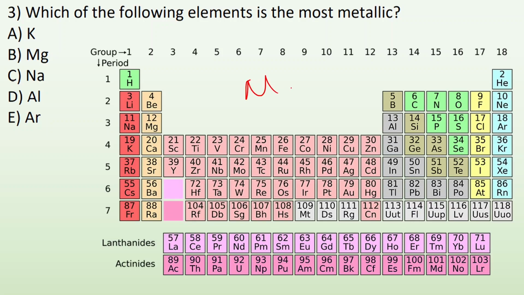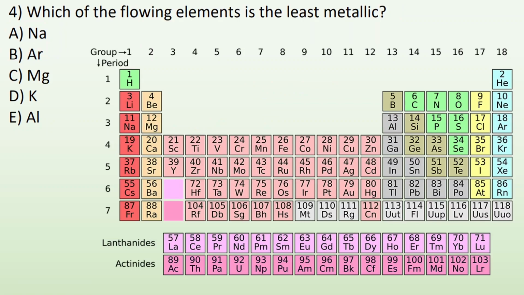Number 3, which of the following elements is the most metallic? Again, most metallic, we're going to the left and towards the bottom. So what are our options? We got potassium, magnesium, sodium, aluminum, and argon. So the most metallic, well, let's see, most to the left and towards the bottom we got is potassium.